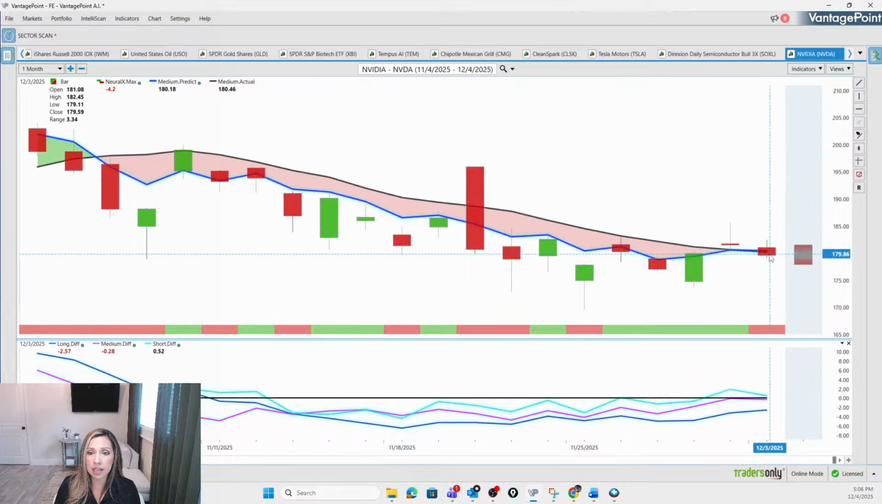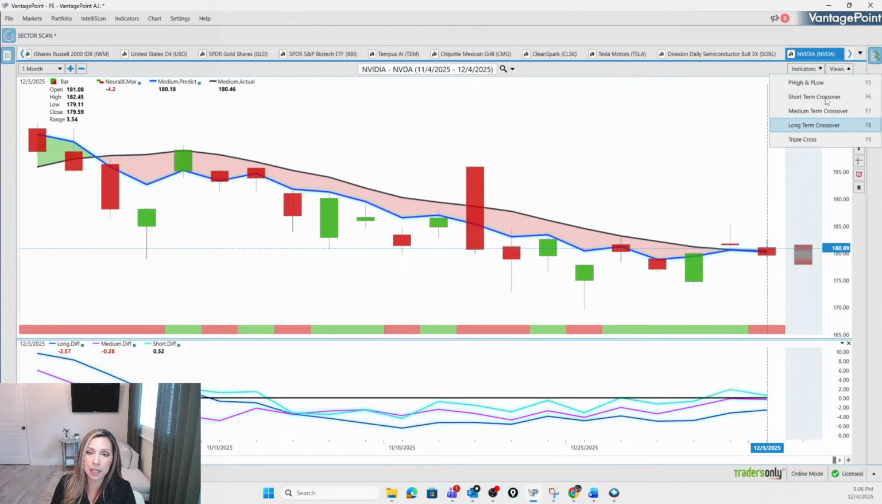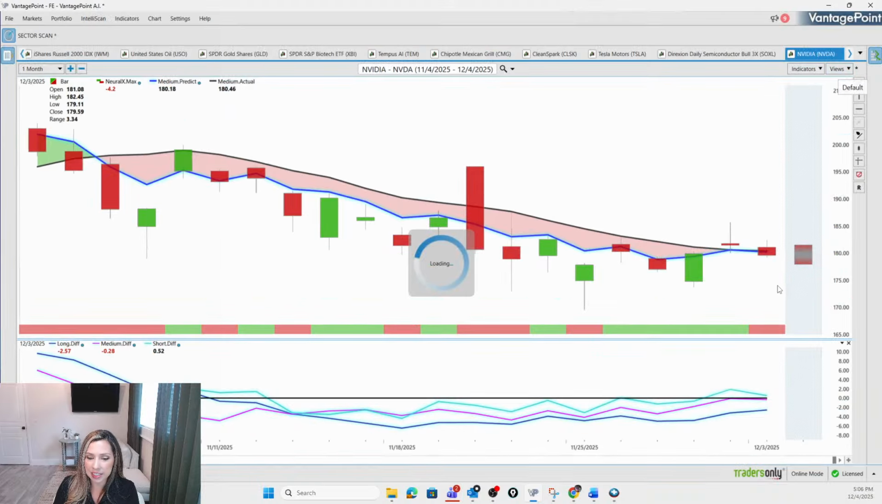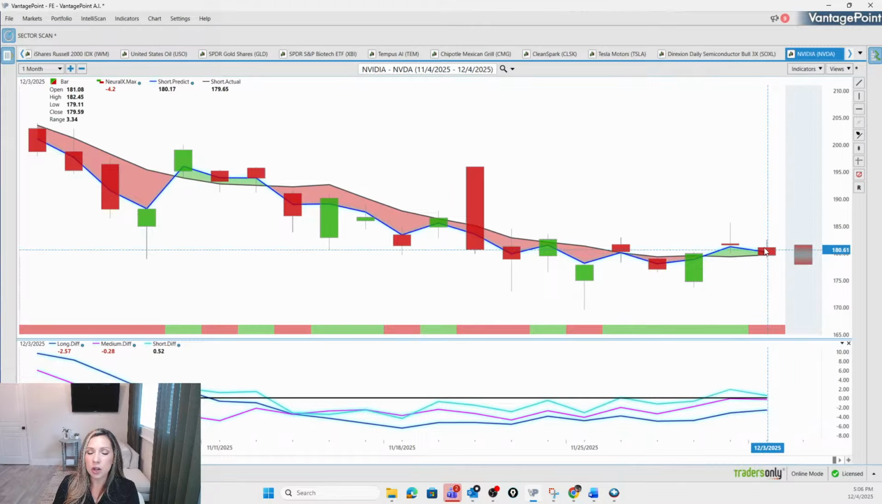I'm going to jump onto NVIDIA really quickly. So NVIDIA, we're kind of getting some mixed signals here. I think it's pretty clear. We don't really have a fully confirmed crossover to the upside. We've got some bearishness happening here. Our short-term crossover is up, so maybe some early potential shift. But remember what we said about the short-term crossover is also a little riskier as well. So with that short-term crossover, give it just a second, guys. I'm sorry, I'm just having some technical difficulties here. But here we have the short-term crossover.